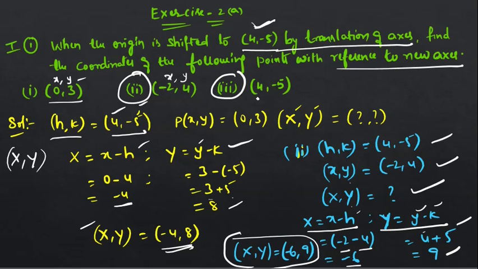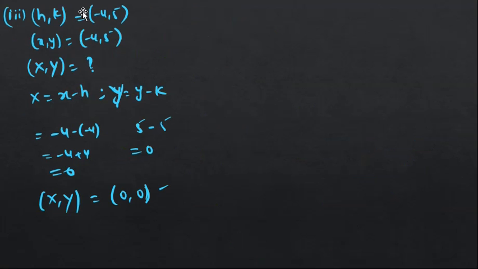Third bit is minus 4 comma minus 5. These points are what? So again the h comma k is same, minus 4 comma 5, and here x comma y is also same, minus 4 comma 5. So we need to find capital X comma capital Y. So same formulas: capital X is equal to small x minus h and capital Y is equal to small y minus k. When I substitute these values, minus 4 and again minus of minus 4 will become 0, plus 4 and minus 4 is 0, here plus 5 minus 5 is 0. So the points capital X and capital Y are 0 comma 0, right?